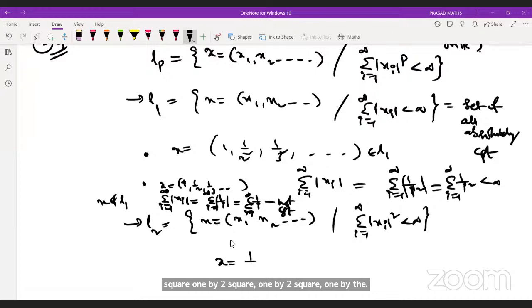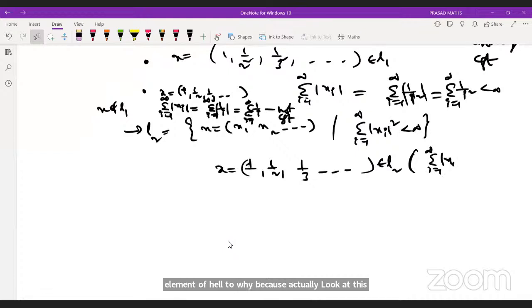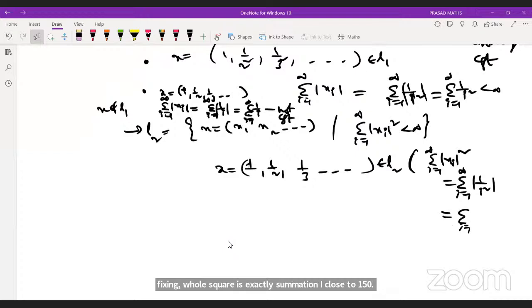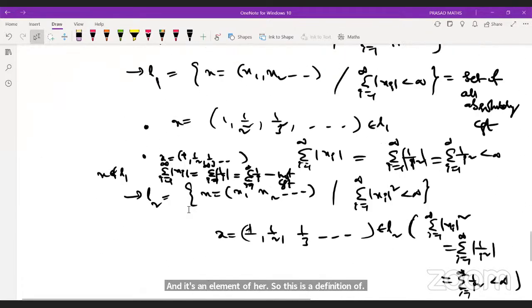Suppose you take this x equals 1, 1 by 2, the same sequence. Is it an element of L2? Yes. Why? Look at this definition. Summation i equals 1 to infinity of modulus of xi whole square is exactly summation of 1 by i square. This is a typical term. By p-test, it is convergent. Hence, it's an element of L2. So this is the definition of LP spaces.